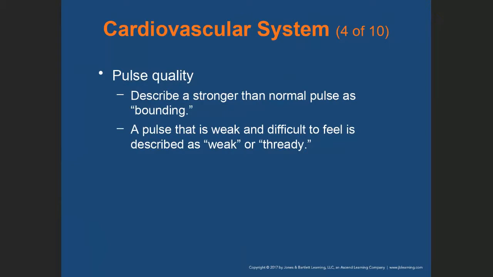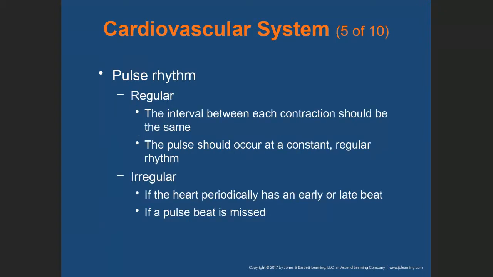Pulse quality: a stronger than normal pulse is described as bounding. A pulse that is weak and difficult to feel is described as weak and thready. Pulse rhythm, regular: the interval between each contraction should be the same, and the pulse should occur at a constant, regular rhythm. Irregular: the heart periodically has an early or late beat, or a pulse beat is missed. Once you have a patient whose pulse feels irregular, it means the patient has an issue with their heart. Something is wrong with their heart.